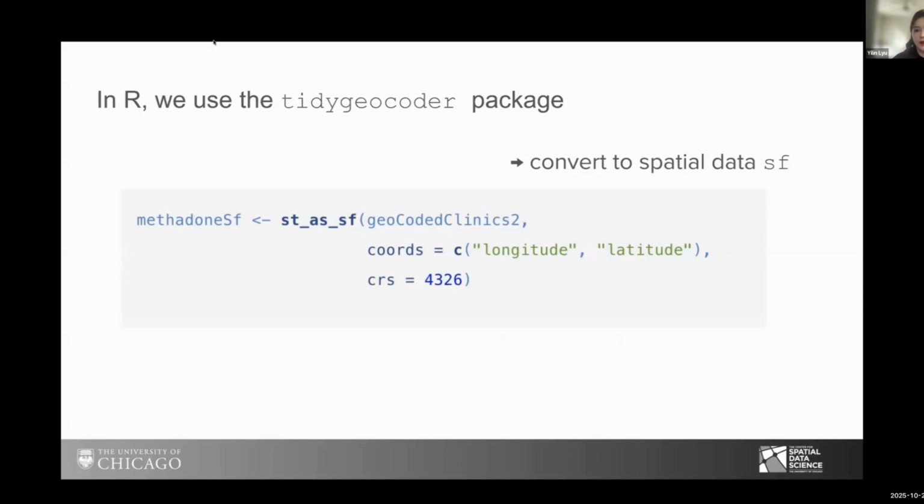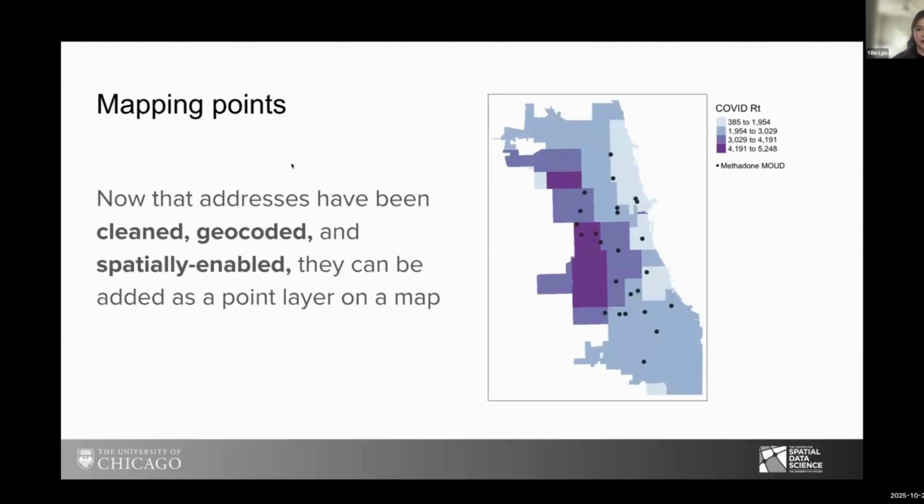And after this, the final step will be visualization and mapping our result. Because for now, all the addresses have been cleaned, geocoded, and spatially enabled, so they can be added as a point layer on the map. So as you can see on the right side over here, these black points on the map are the clinic locations that come directly from the coordinates we generated in the earlier steps.